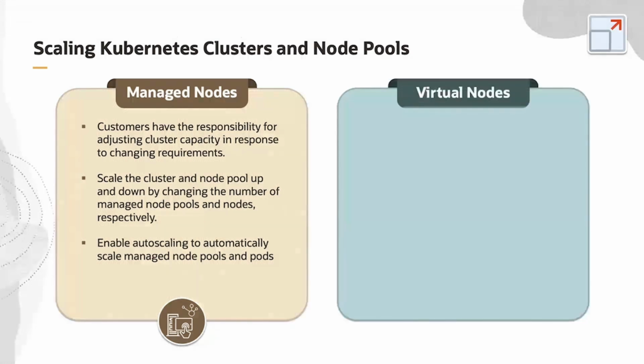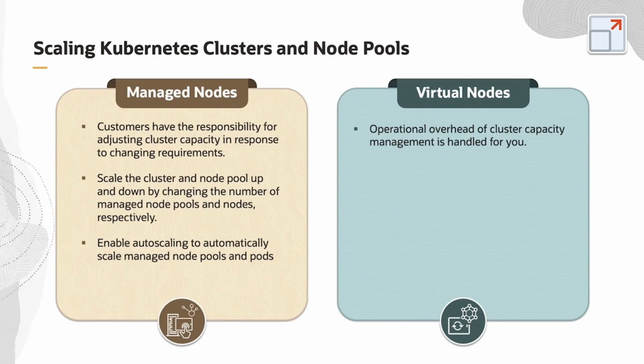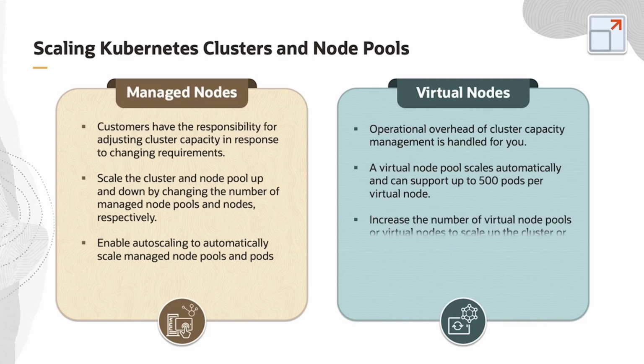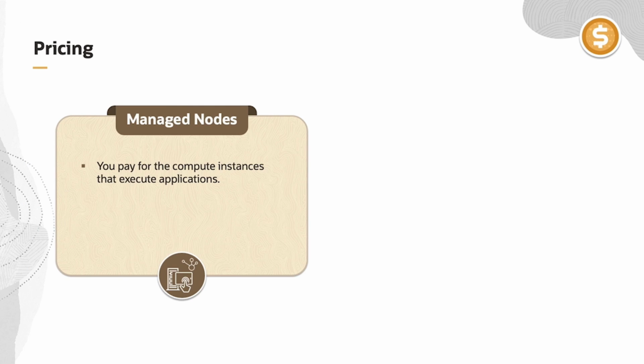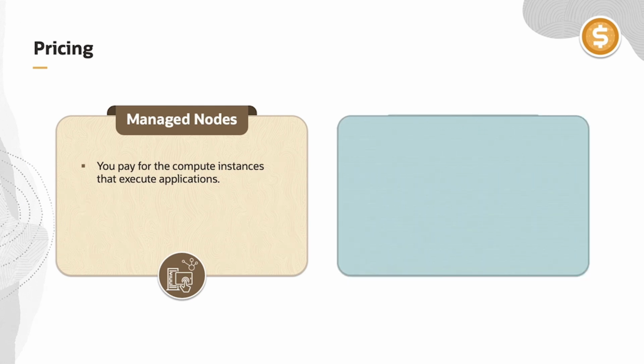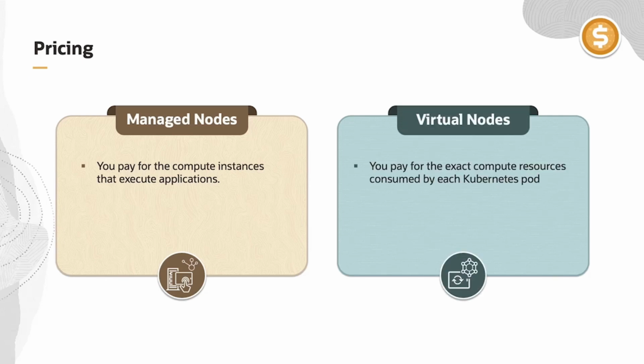When it comes to virtual nodes, the operational overhead of cluster capacity management is handled for you by OCI. A virtual node pool scales automatically and can support up to 1000 pods per virtual node. Users also have an option to increase the number of virtual node pools or virtual nodes to scale up the cluster or node pool respectively. Let's talk about pricing. Under managed nodes, you pay for the compute instances that execute applications, whereas under virtual nodes, you pay for the exact compute resources consumed by each Kubernetes pod.